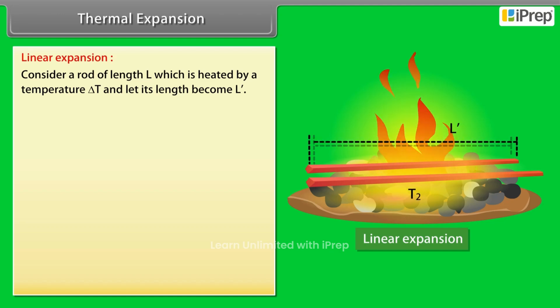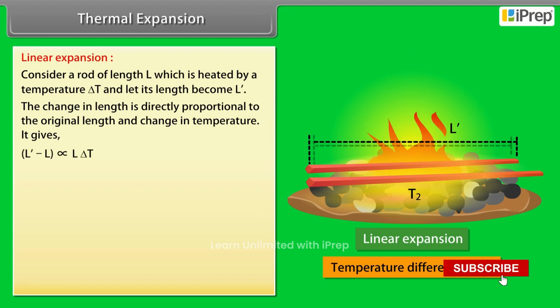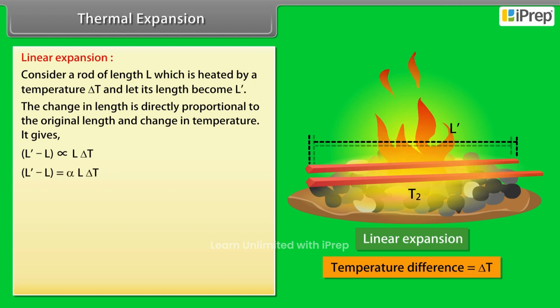Linear expansion. Consider a rod of length L, which is heated by a temperature delta T, and let its length become L dash. The change in length is directly proportional to the original length and the change in temperature. It gives L dash minus L is directly proportional to L delta T, or L dash minus L is equal to alpha L delta T.